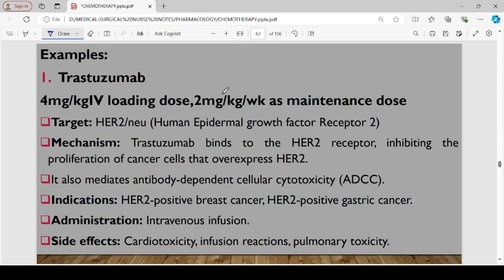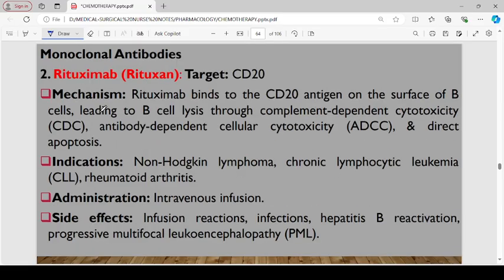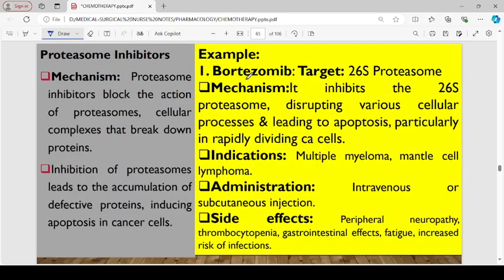So we have examples like trastuzumab, where you give 4 milligrams per kg IV loading dose, and then you give 2 milligrams per kg per week as the maintenance dose. We have rituximab, which targets the CD20, right? And then we have now the proteasome inhibitors, which is the third subgroup under the therapies, right?